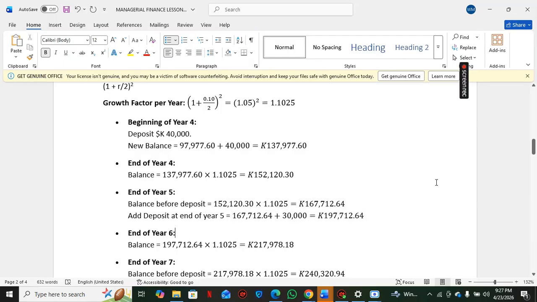Year 6, nothing happens, no deposits. So at the end of year 6, our beginning balance multiplied by the growth factor, we're going to have 217,978.18.